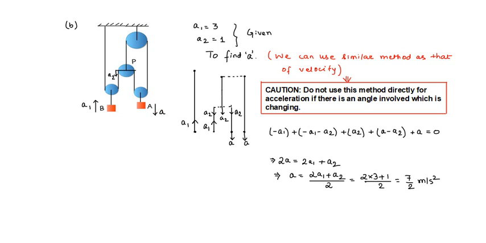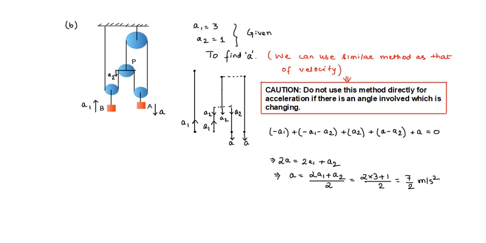Now again I have drawn the various segments of this particular string. There is only one string, so we have to consider all the segments. Remember that the method we used for velocity to calculate the relation, we can directly use to find the relation between the accelerations. But this will only work if there is no angle change involved. That means suppose a particular string's orientation is also changing. If the angle involved is also changing with time, then we cannot directly find a relation between the accelerations.